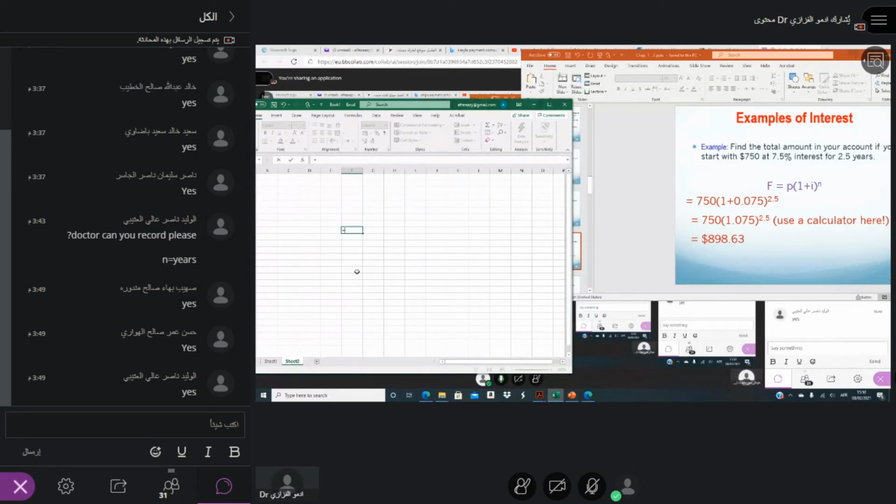Equal to, you write the 750, that is the money that the guy starts with, and you put the bracket, multiplied by 1 plus the interest rate, 7.5%. Then you close the bracket. Then you put raised to the power. You press Control and Shift on your computer, and there is this power sign, usually on the key number 6. You press them together and it should give you the raised to the power. Then you put your 2.5.